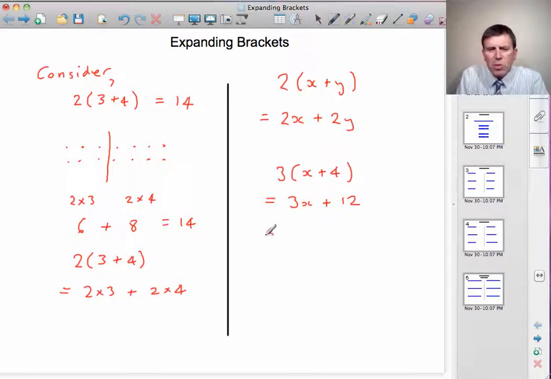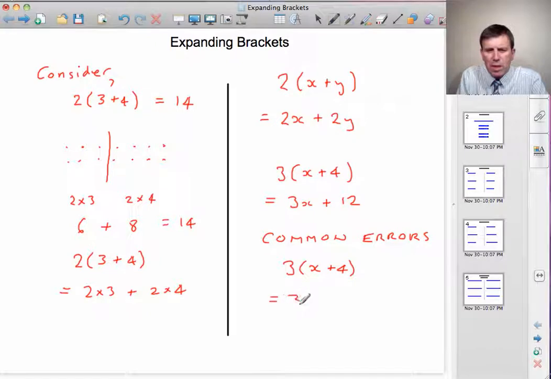Now let me show you a common error, or common errors, 2 of them. When I mark students' work, I see this time after time. If we've got something like 3 multiplied by x plus 4, then the 2 wrong answers that I see time after time are 3x plus 4. So students know they need to multiply the 3 by the x, but then they think they're finished and they just write the plus 4 as it is. Wrong. It should have been plus 12.